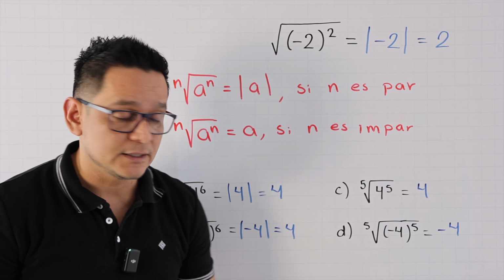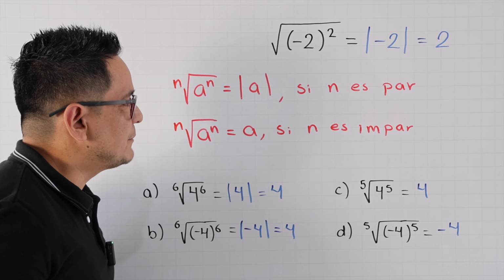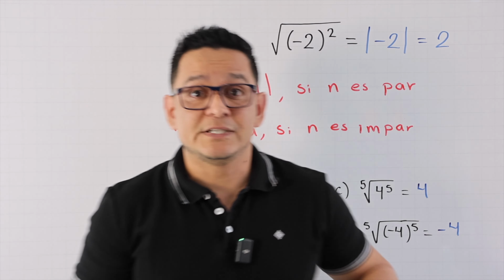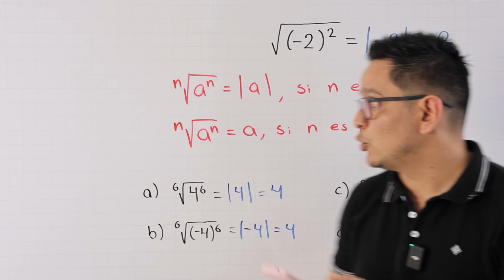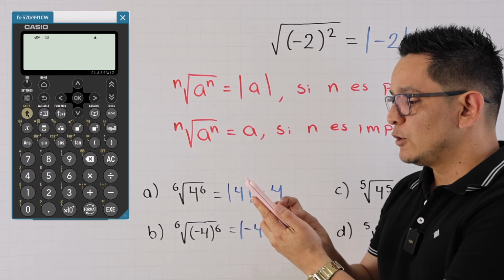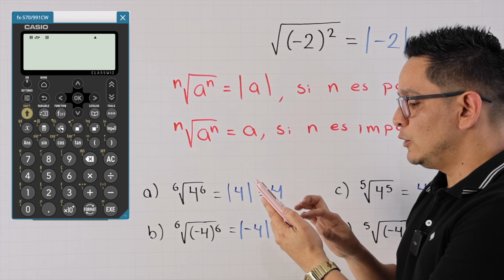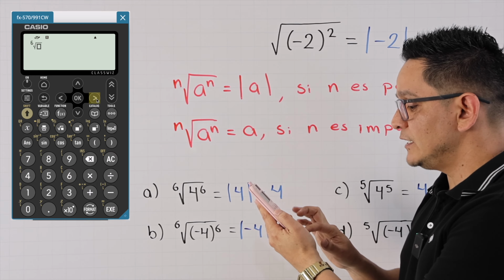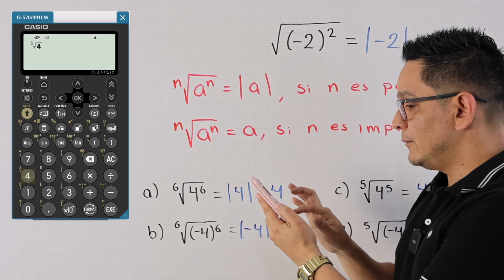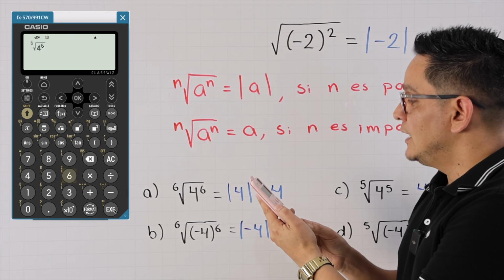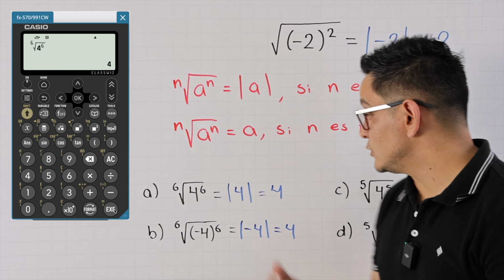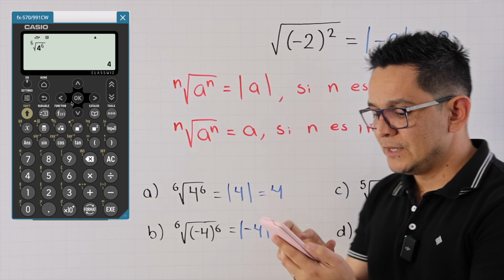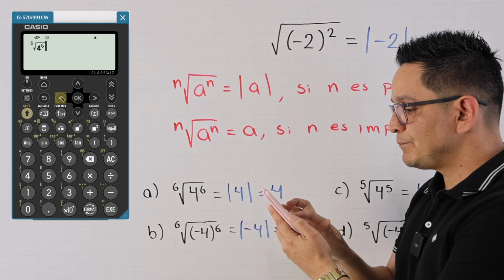Easy, right? Let's quickly check with the calculator, because we need to make sure that what we've done is correct. All right. Let's put the calculator here. Press Shift, and then on this button, we enter the number 6. We move with the arrow, and we're going to enter 4, raised to the 6th power. We executed it, and it's showing 4 as the result. We're doing well.